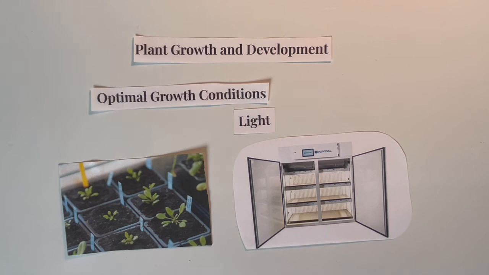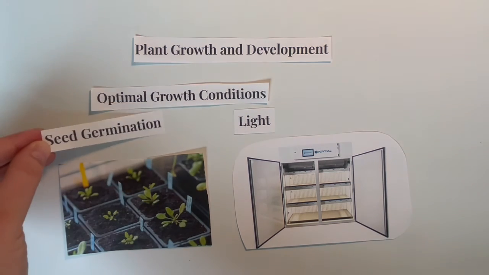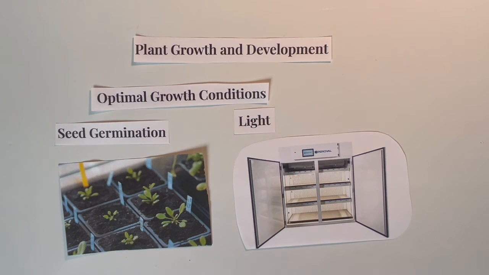Finally, seed germination. It's important to note that seeds prefer humidity, between 25 and 75%. In our lab, to create this, we cover them with a plastic dome.